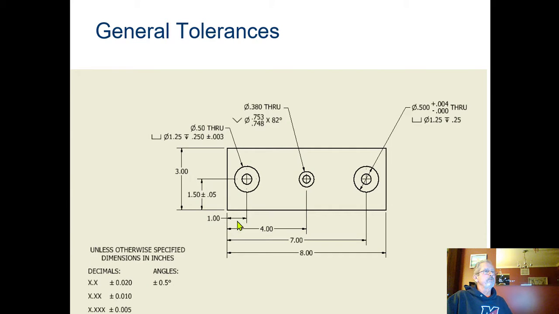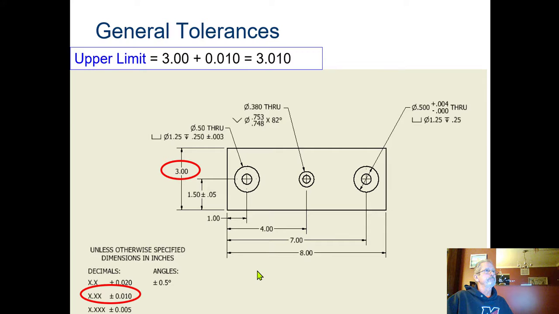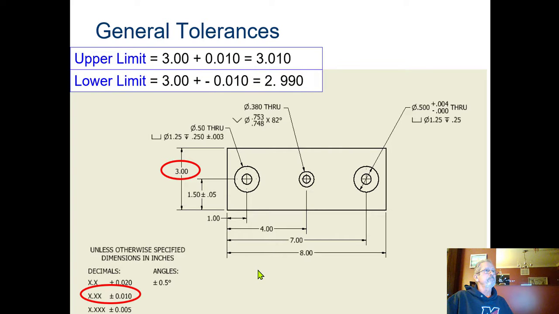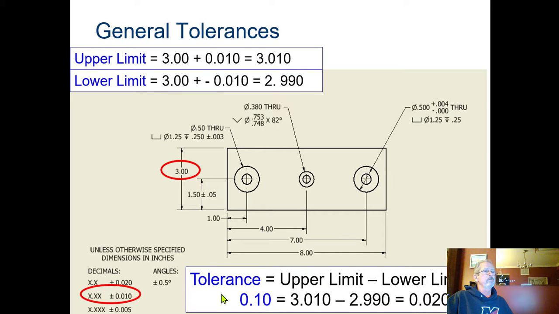All right, general tolerances. So we take a look at this. What is the general tolerance of this 3 right here? It's 2 decimal places. If we look at the chart, it means it's plus or minus 10 thousandths of an inch. Okay, and that goes with all of these down here because they don't have a tolerance specified for them. So therefore, it would be plus or minus 10 thousandths of an inch. Okay, upper limit, lower limit. And that's what gives you a total tolerance of 10 hundredths of an inch.